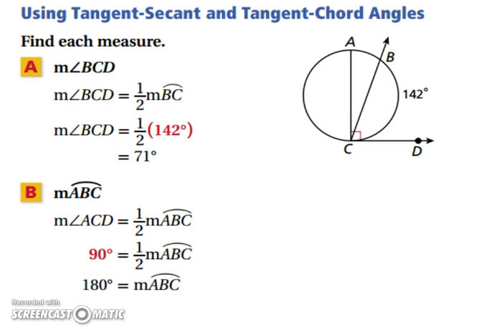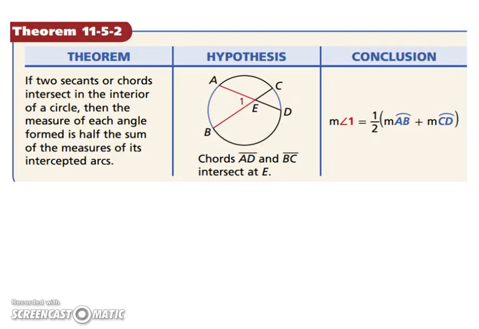Let's look at another formula. If two secants or chords intersect in the interior of a circle, then the measure of each angle formed is half the sum of the measures of its intercepted arcs. Essentially, you're taking the average. So if you add arc AB and arc CD together and then divide it by 2, you'll get what angle 1 is. Keep in mind that AEB and CED would be the same measure because they're vertical angles.